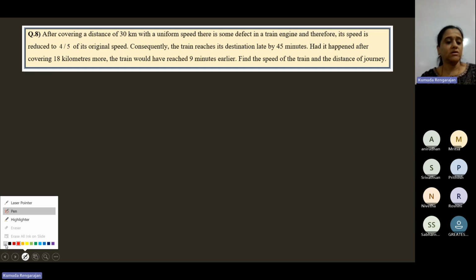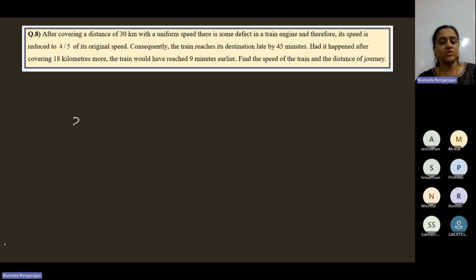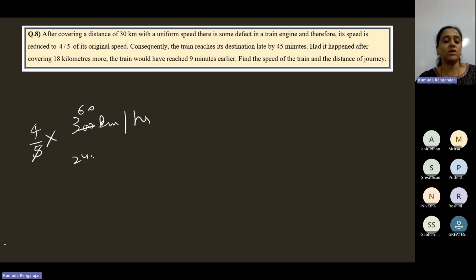So supposing the original speed was 300 kilometers per hour, just say, super fast train. Now it is 4/5 of its original speed. So 5 ones are 5, it becomes only 4. Now it reduces to 240 kilometers per hour because there's some defect in the train engine.